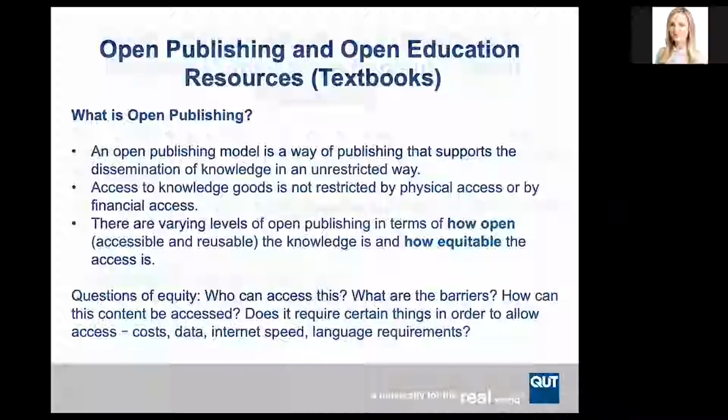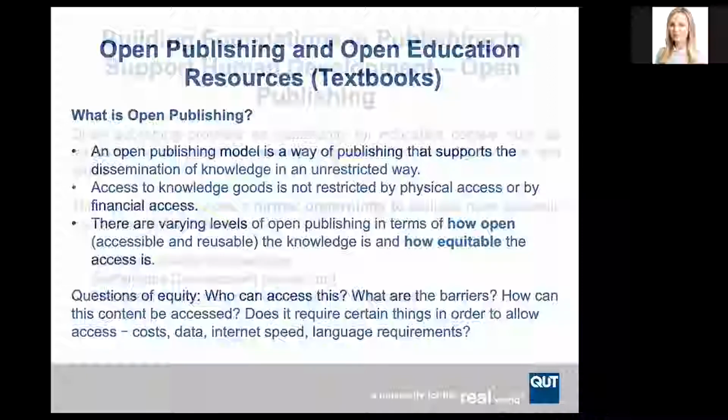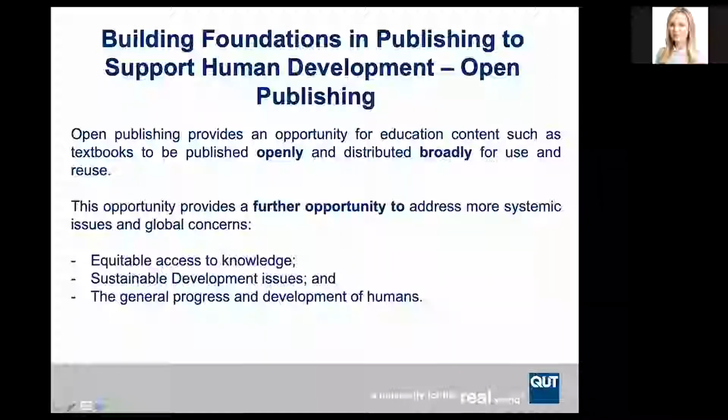Open publishing provides an opportunity for educational content such as textbooks to be published openly and distributed broadly for reuse. And this opportunity provides a further, much larger opportunity to address more systemic issues and global concerns. These global concerns include equitable access, sustainable development, and the development of humans in general. And I'm going to touch on some of these in more detail.